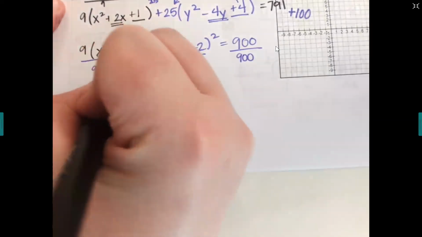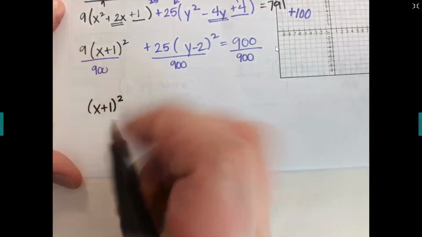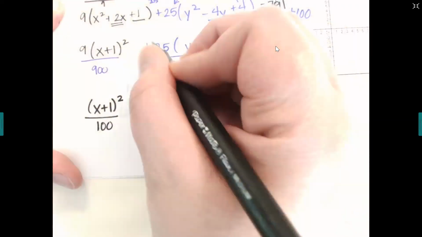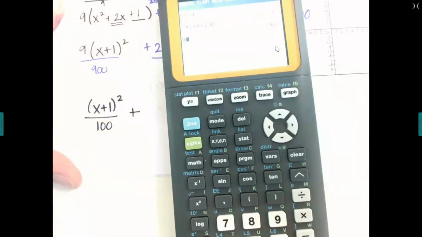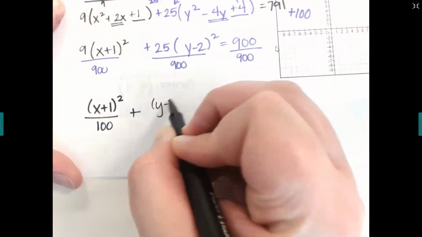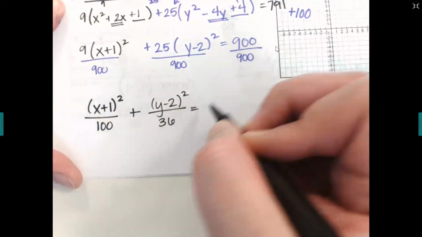Okay, so x plus 1 squared. What is 900 divided by 9? 100. What is 900 divided by 25? Okay, perfect, 36. And then 900 divided by 900 is 1.